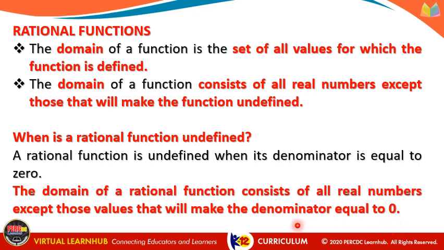Therefore, the domain of a rational function consists of all real numbers except those values that will make the denominator equal to 0. Pwede ang lahat maliban sa magpapa-0 sa denominator. Ibig sabihin nito, actually, babantayan lang natin yung denominator. So, medyo hindi ganun kahirap ang pagkuha ng domain ng rational functions. Bantayan lang natin yung denominator.